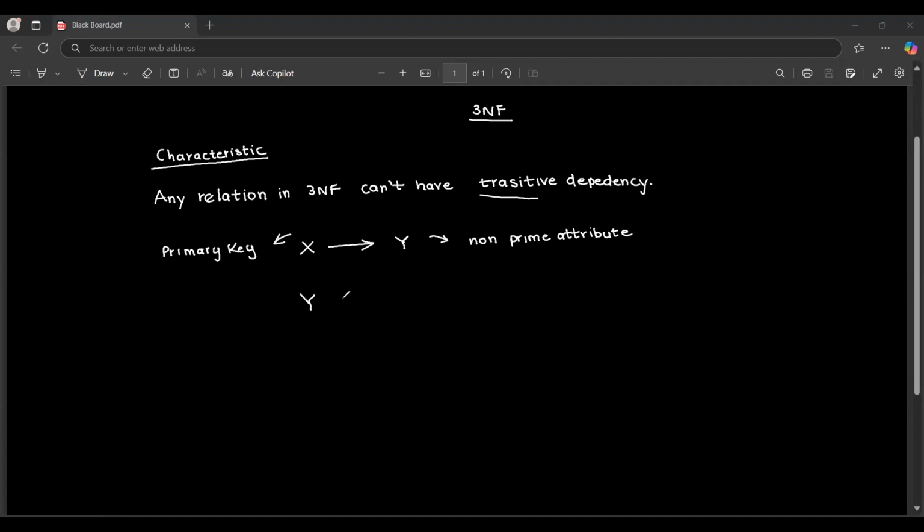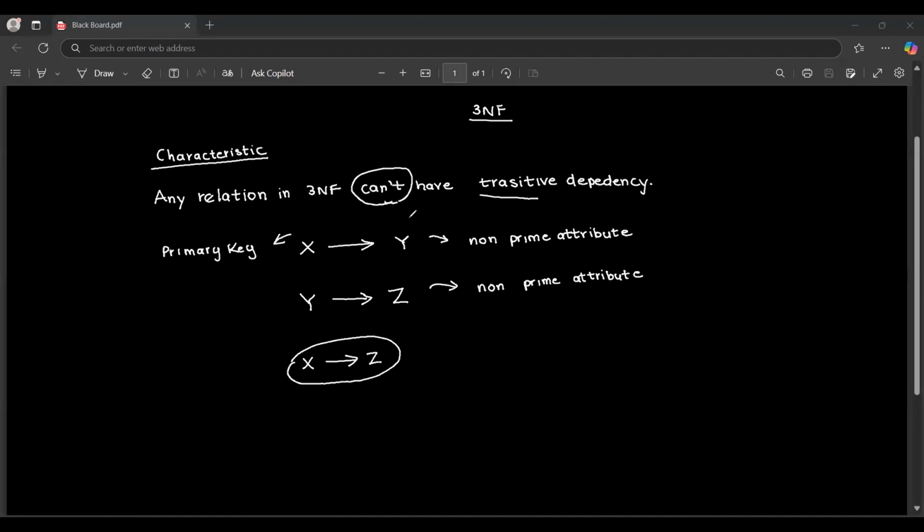And let's say there is another functional dependency where Y functionally determines Z. Z is also a non-prime attribute. Well, then we can say there exists a transitive dependency. Why? X functionally determines Y, Y functionally determines Z, so X functionally determines Z. This is the story behind transitive dependency, and in 3NF, they can't have this transitive dependency. That's the important part.